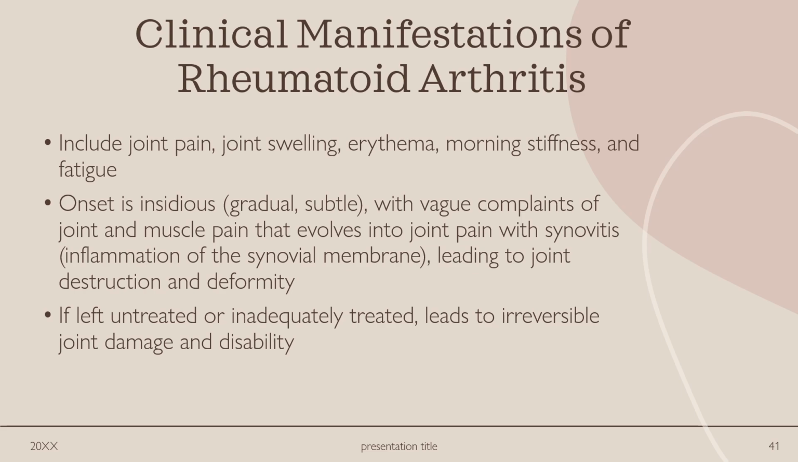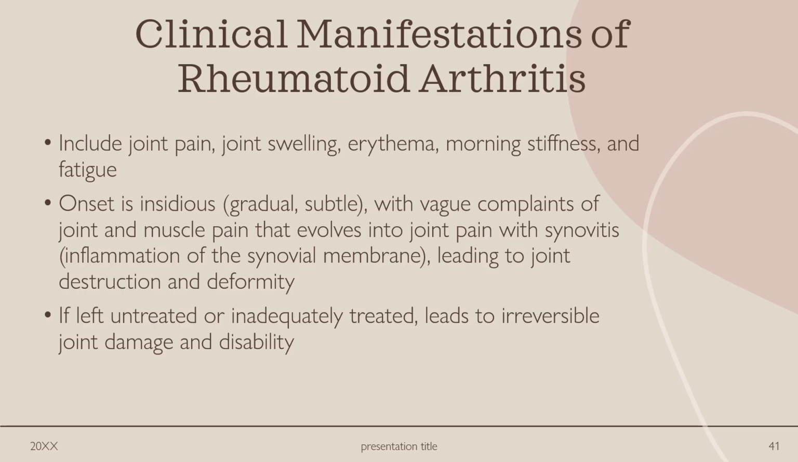So some clinical manifestations of rheumatoid arthritis will include joint pain, joint swelling, erythema, morning stiffness. Now, the morning stiffness here with rheumatoid arthritis is going to exceed 30 minutes. In osteoarthritis, it is less than 30 minutes. In rheumatoid arthritis, it is more than 30 minutes. And the patient will complain of fatigue.